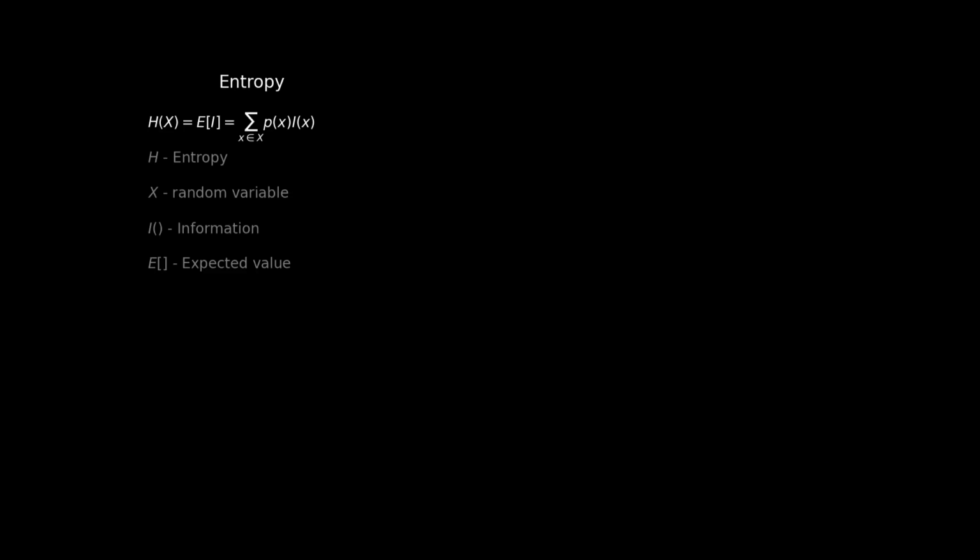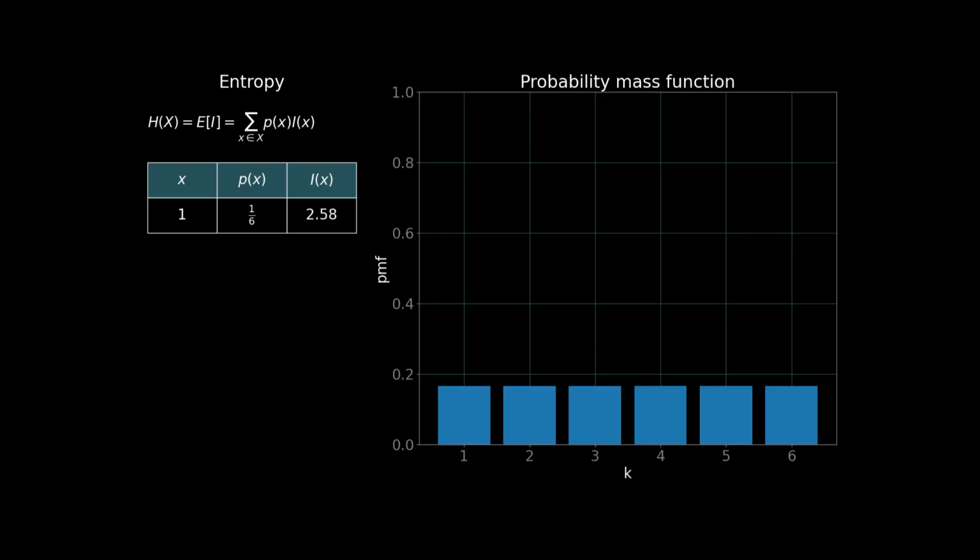Entropy. The entropy of the random variable x is defined as the average quantity of information required to transmit every value that the variable can take. Going back to the fair die example, we can calculate the information for each possible outcome.